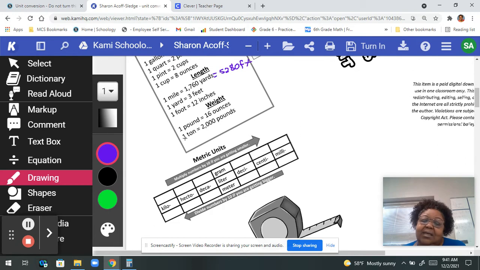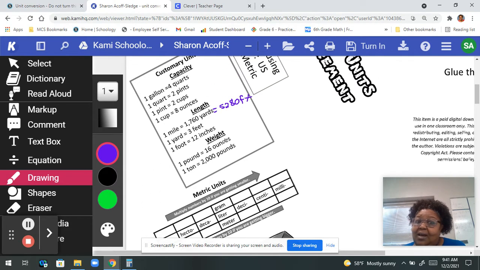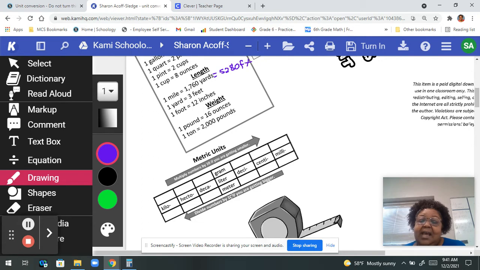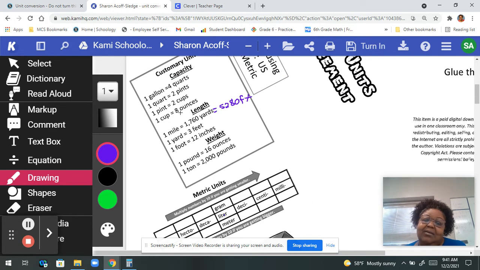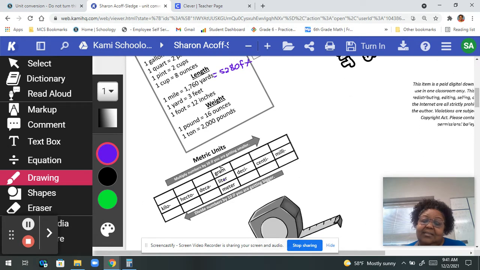And weight. 1 pound is 16 ounces, and 1 ton is 2,000 pounds. Now, the metric, so you see, we have a lot of different things we use for this. Now, in the metric system for capacity, it's liter. So, this is the one for capacity. And as you see, we have like 4 different things here. We have ounces, cups, pints, quarts, and gallons.